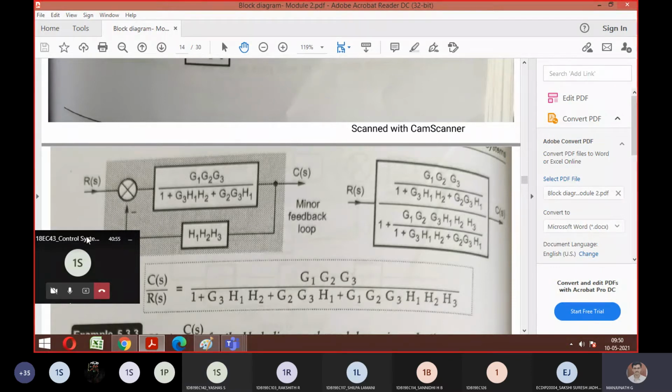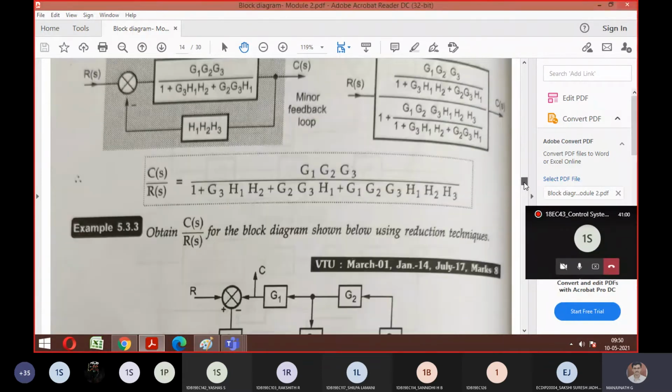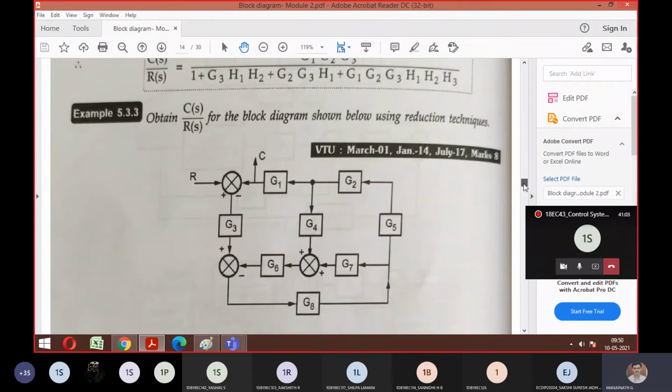Okay, fine. Let's move on to the next problem. Look at this problem carefully. You are supposed to obtain a transfer function for the block diagram shown below using the reduction technique. Now look at this diagram carefully. Till now, see how we wrote a diagram: input, then output at the end. But look here, they have given a path where the output is here itself.